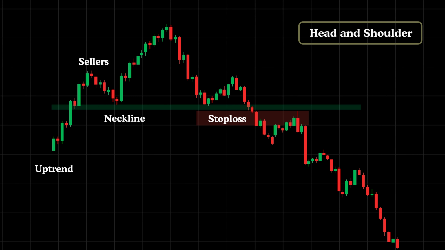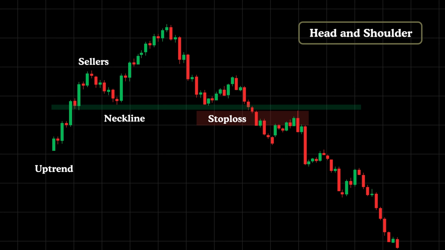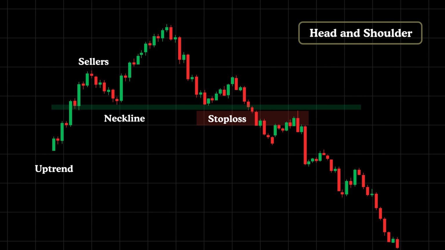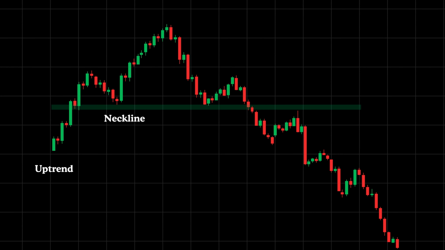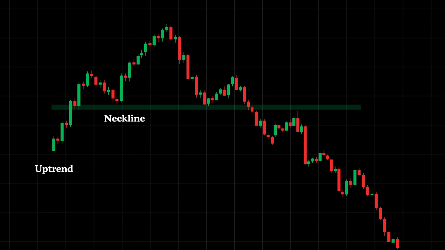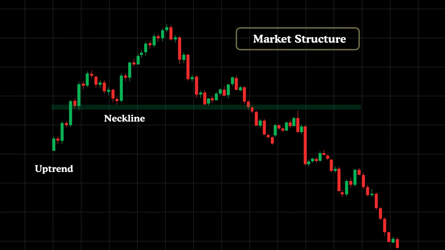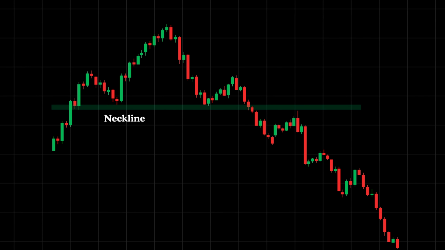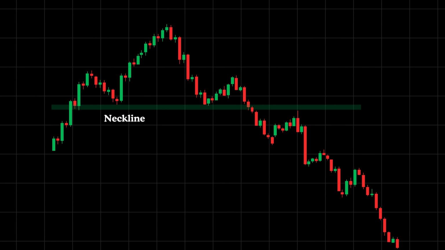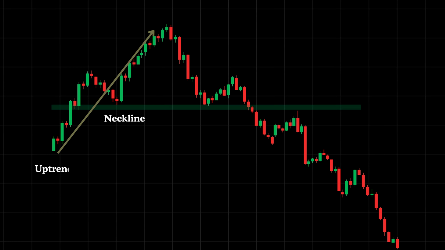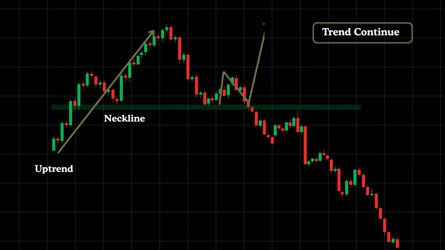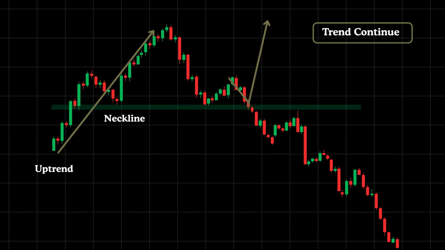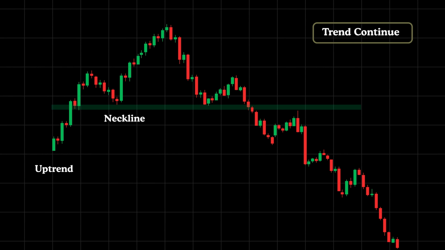However, keep in mind that not every head and shoulders pattern is reliable for trading, so proper confirmation is always necessary before entering a trade. Before trading any chart pattern, it is very important to first understand the overall market structure. If the market is in a strong uptrend, simply spotting a head and shoulders pattern on the chart is not enough to enter a reversal trade. During a strong uptrend, the price may just take a small pullback and then continue moving upward again. In such a case, your trade entry will fail, and you will end up facing losses.